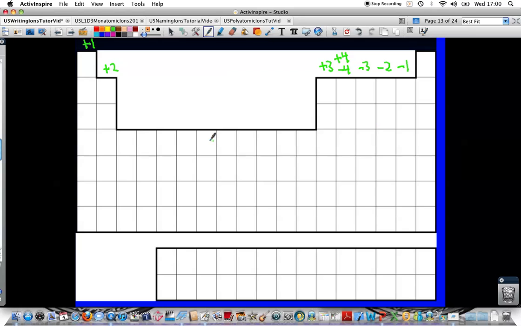So for example, if I wanted to figure out what the ion for strontium is in group 2 right here, it'd be Sr for the symbol and then +2 for the charge.